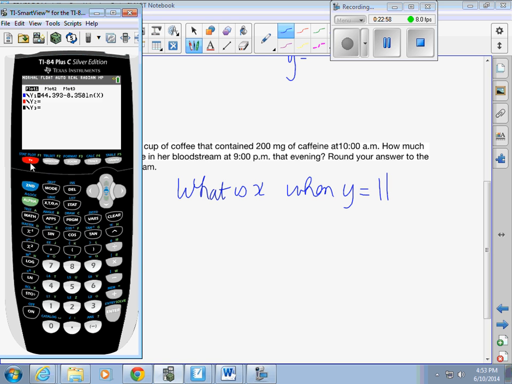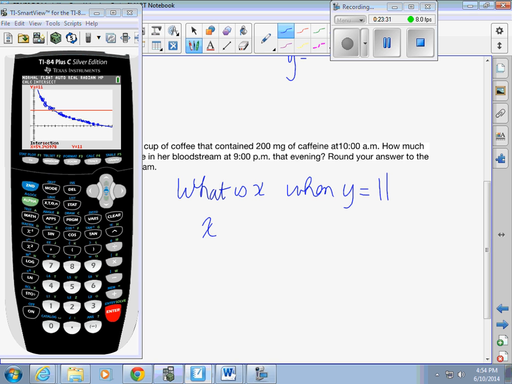So this is just the y equals. Y equals 11. Graph it, and then we want to calculate the intersect. I'm confusing it. I tried to do too many things at the same time. So second, I want intersect, so 5, enter, enter, enter. And so at 54.3. So 11 hours later, she'll have 54.3 milligrams left in her system.